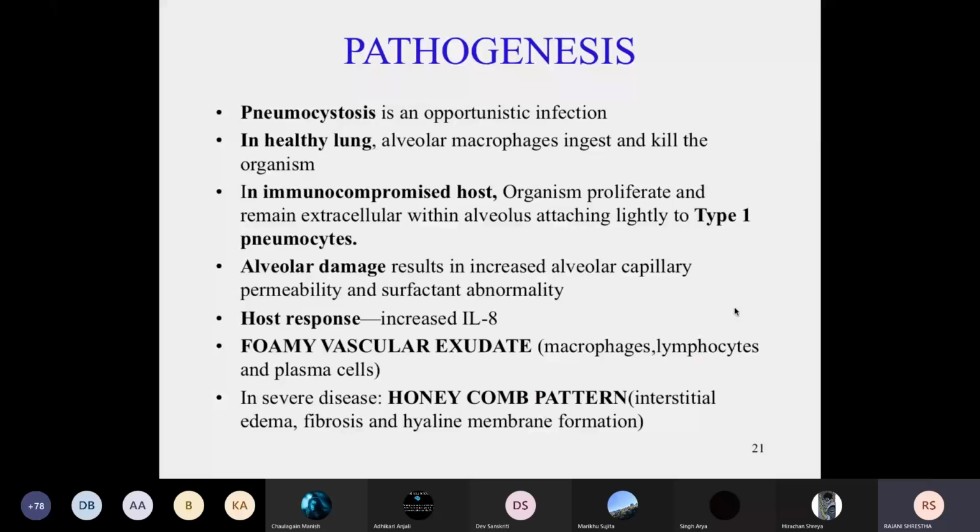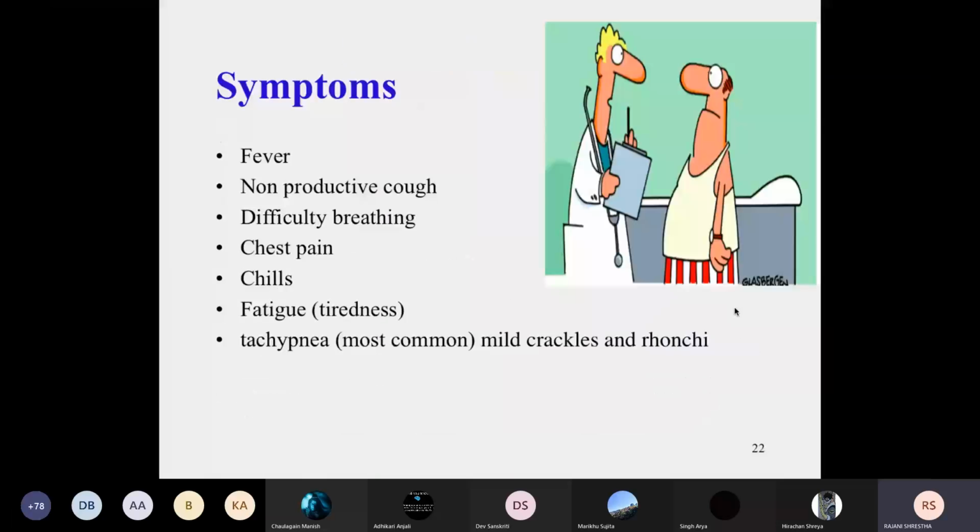So once there is inflammation as well as increased permeability in the alveoli, the patient will present with fever and the cough will be non-productive. Once there is involvement of alveoli, there is no gas exchange, due to which the patient will have difficulty in breathing. The patient will have chest pain, and the patient also complains of chills, fatigue, and tachypnea.